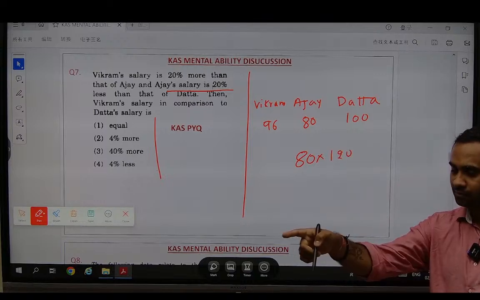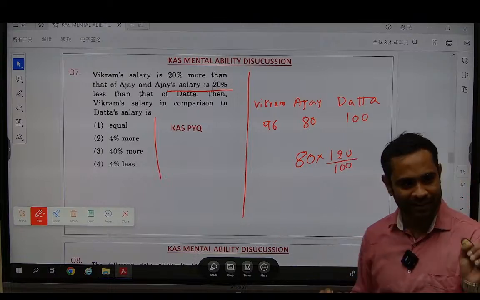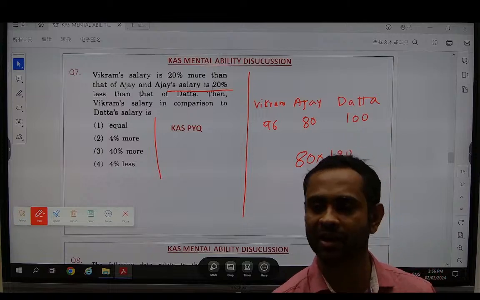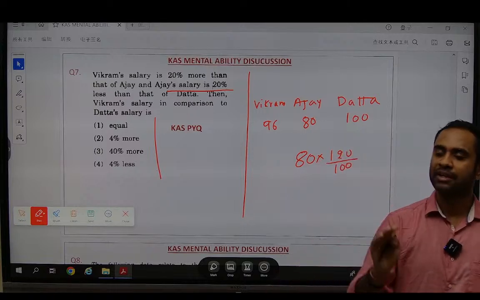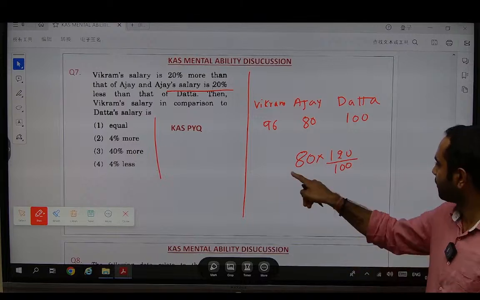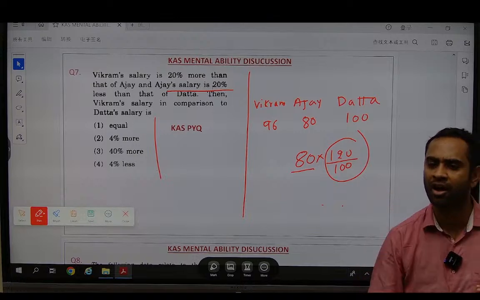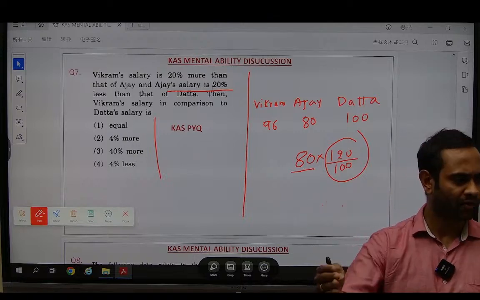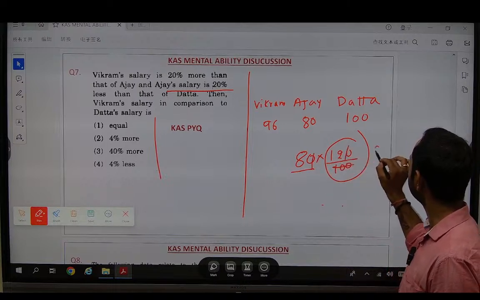I will go back on YouTube and then I will show you. Sometime back only I told you, right? If there is any kind of profit, any kind of increment, any kind of more, then what you have to do? Value is 80, add it to 100, divide by 100. If there is any kind of less, loss, discount, subtract it from 100 and divide by 100. Simple. So now 20 cancels, 12 by 96.